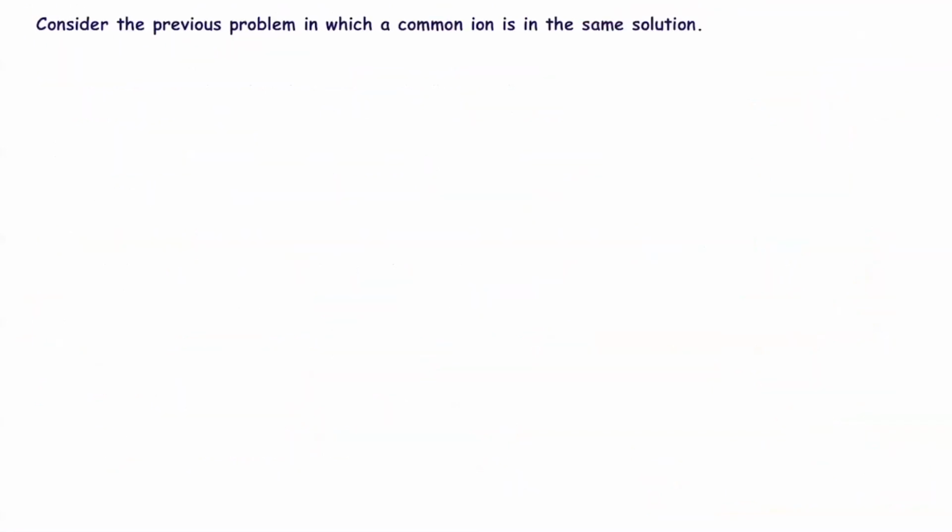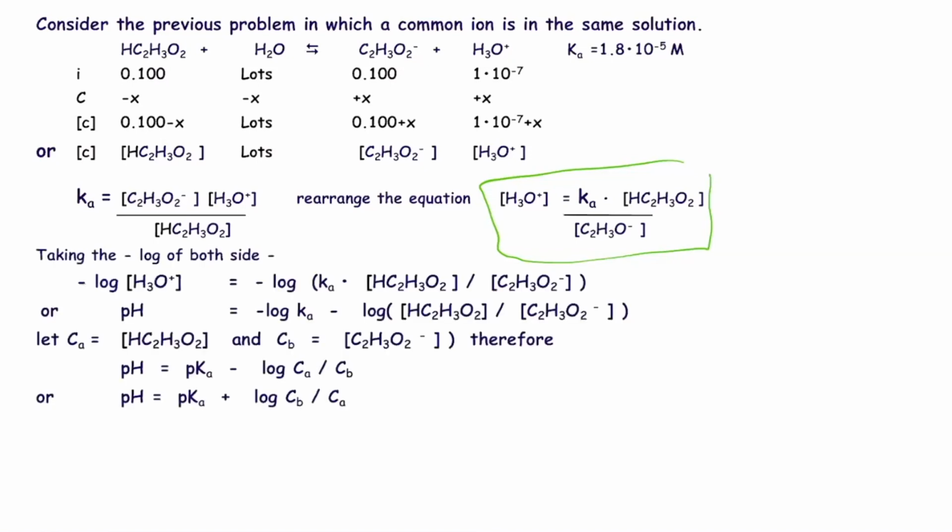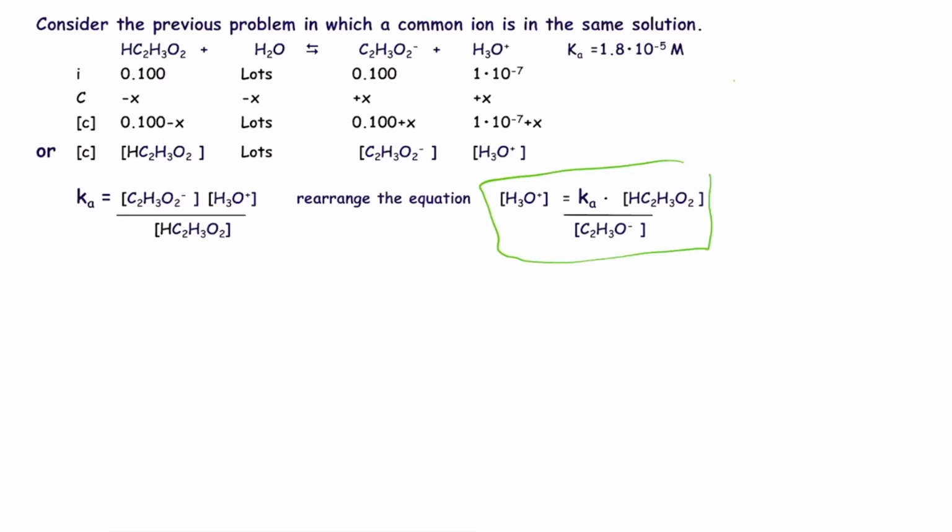So the equation that you will see is this right here. This is the equation that we had when we put in the mass action expression. Remember, the mass action expression is just this: Ka equals acetate ion, hydronium ion over the initial acid. That's just the mass action expression for what we talked about in terms of acetic acid.